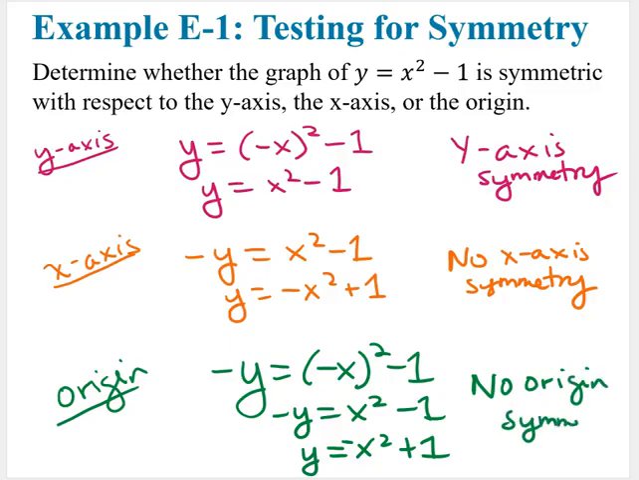So those are the 3 tests in their algebraic form. Again, not difficult. You just have to remember which one you're making negative and when you're not. So if you're doing y-axis, the x becomes negative. If you're doing x-axis, the y becomes negative. And if you're doing origin, they both become negative. So that's kind of the easy way to remember.